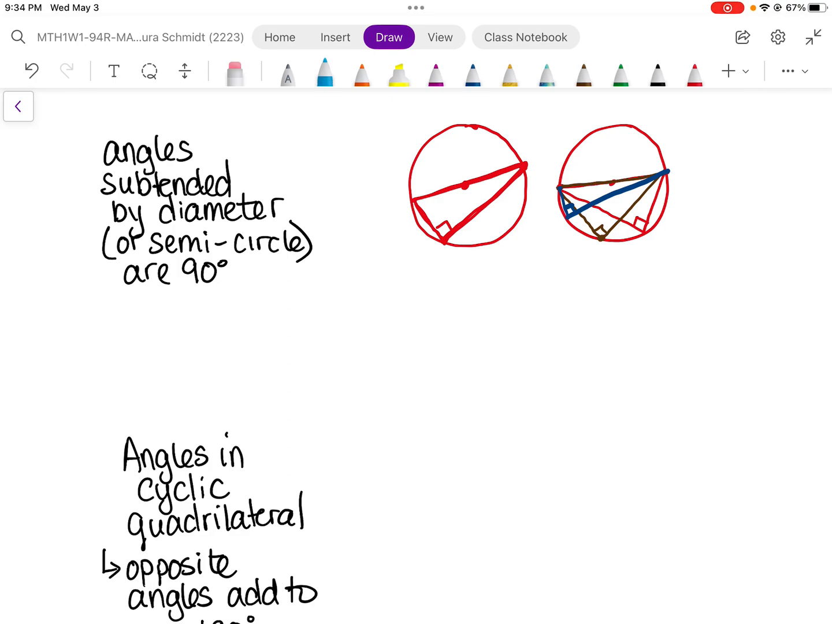90. So you see what I mean? Anywhere you go, it's going to be 90. So that one's pretty easy.